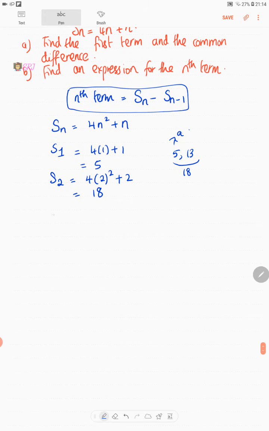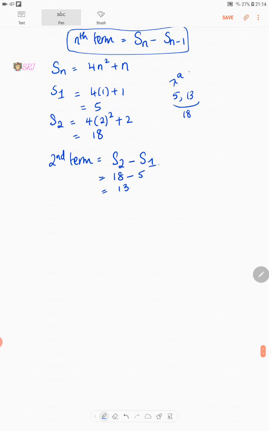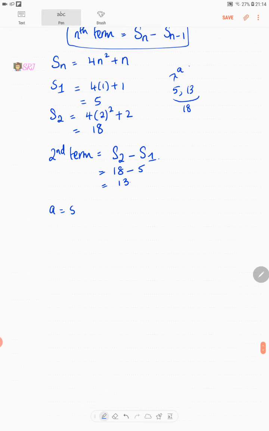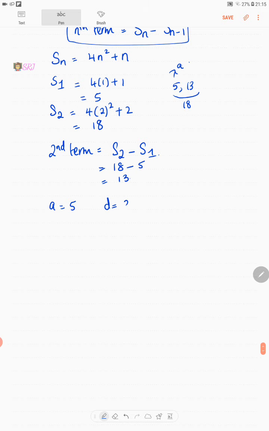So, the second term, we can see that it is S2 minus S1, the nth term being Sn minus S(n minus 1). That is 18 minus 5, which is 13. So we can conclude that the first term is 5 and the common difference D is 13 minus 5, which is 8.